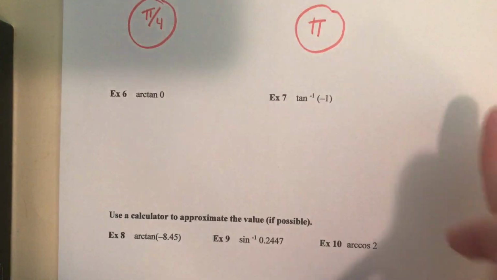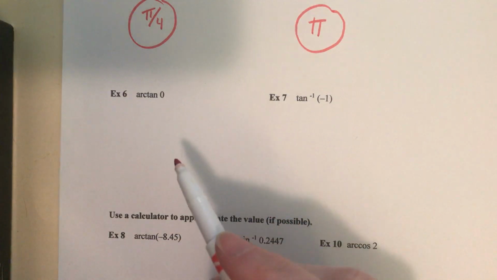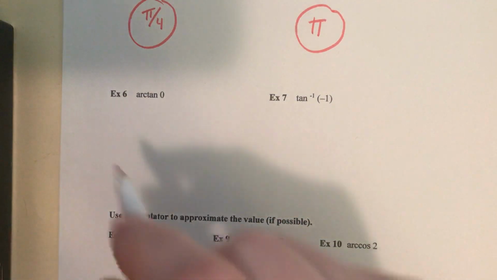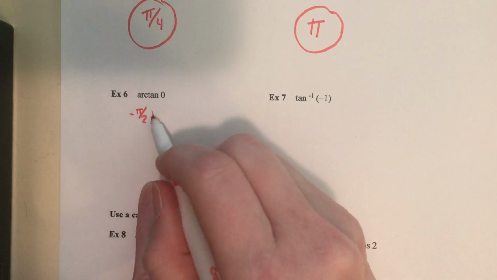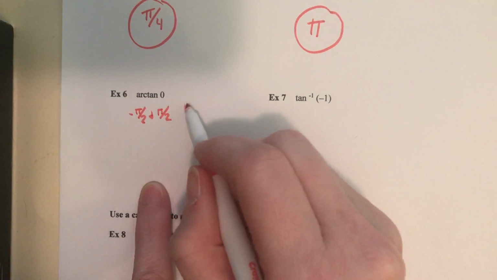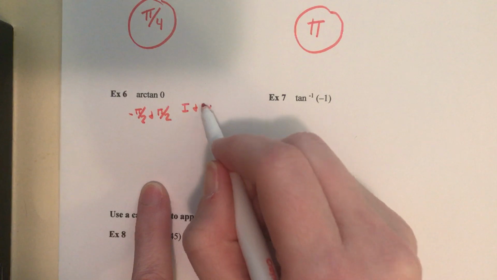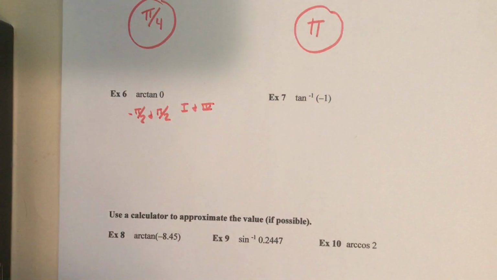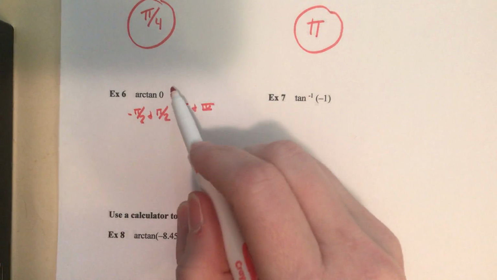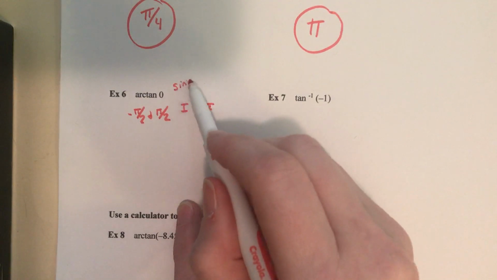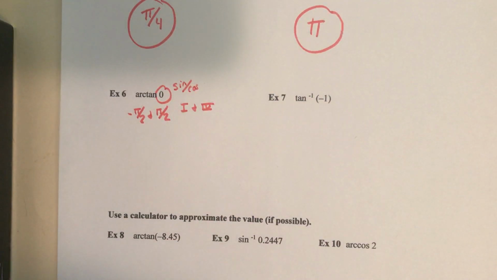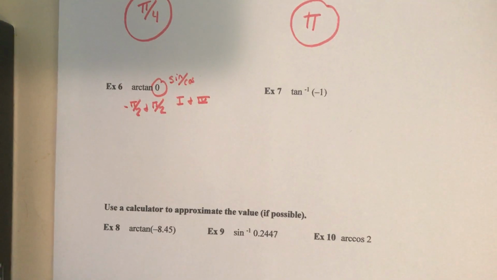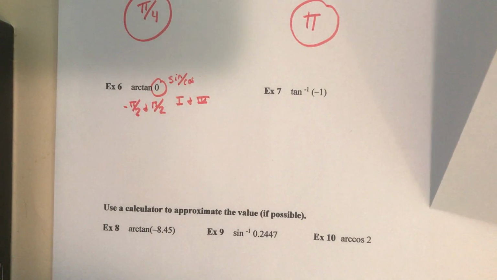Okay, number 6, we have an arctangent this time. So looking at the chart on the first page, the tangent answers have to be between negative pi over 2 and pi over 2. So we're looking again in the first and fourth quadrants. Tangent also, we have to remember, is equal to sine over cosine. And we have an answer of 0. So we're looking for where, if we were to divide sine by cosine, we would get an answer of 0.